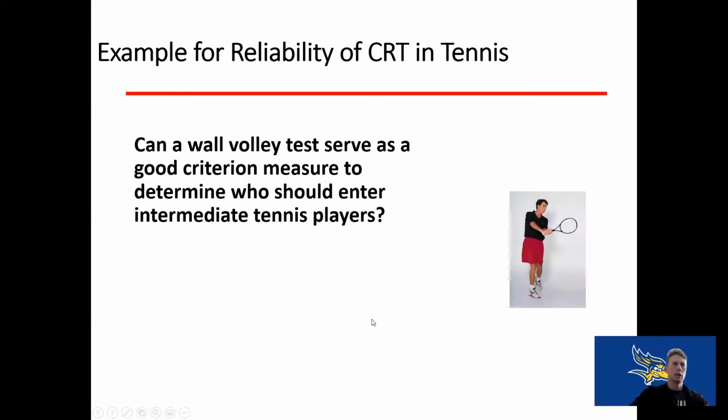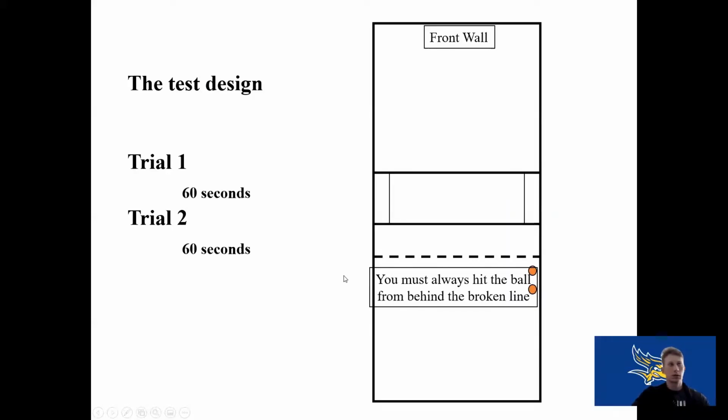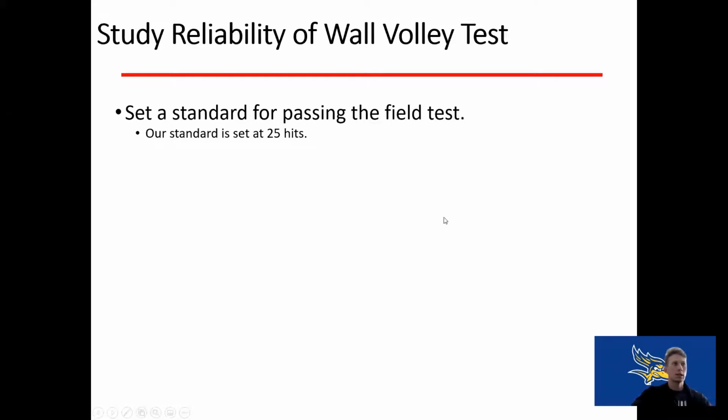Here's an example for, say, a tennis skills test. Say we're looking at the wall volley test, and how well it will determine who should enter as an intermediate tennis player. We're looking at trial 1 and trial 2. In this case, we have to hit the ball across the line into the wall repeatedly without making errors. Our set standard for passing this test is to have 25 successful hits.